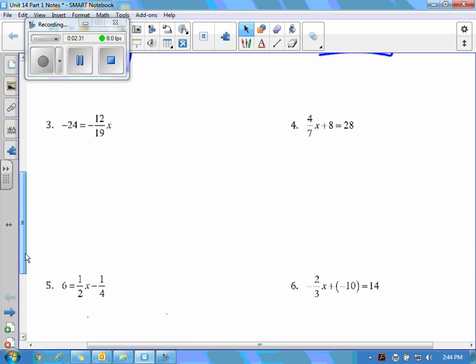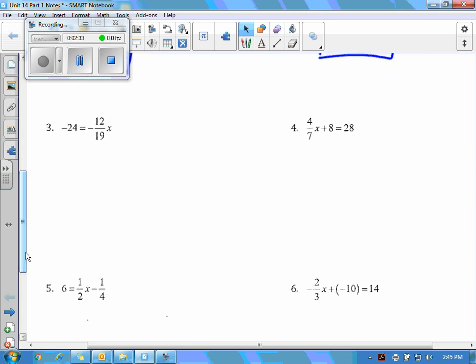Coming down to number 3, I'll let you guys do that. Again, remember, you multiply by the reciprocal of the number that's with the x. So even though the x is on the right side of that one, that's still what you're going to multiply by. So let's move on to number 4.